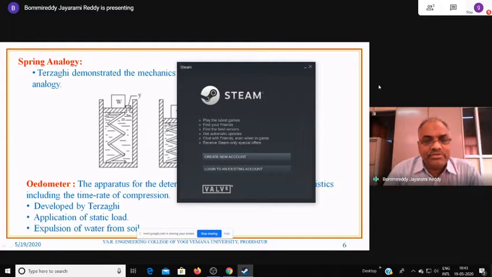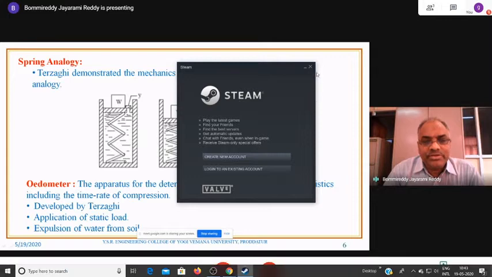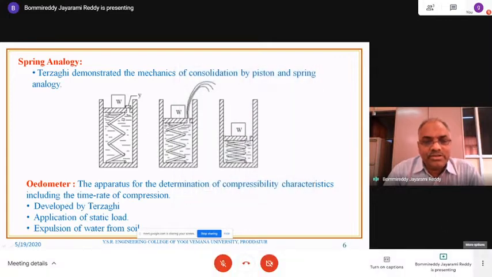If that opening is removed, what is going to happen? The soil particles will get compacted, and at the same time, the fluid will move outside through the pores. You know that the main process is consolidation, which takes place by means of the pore fluid, pore pressure, the expulsion of the pore pressure.